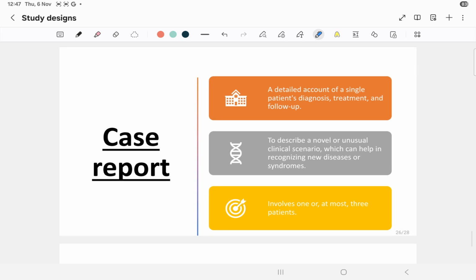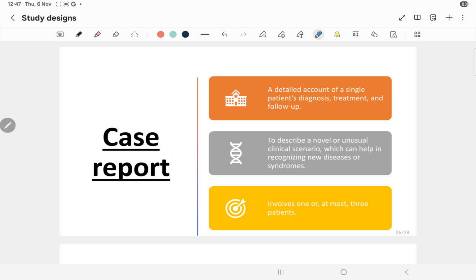Coming to case report. A case report is a detailed account of a single patient's diagnosis, treatment or follow-up, and it describes a novel or unusual clinical scenario which can help in recognizing a new disease or syndrome. So what does that mean? It means that suppose you are sitting in an OPD and you see a patient and you find something that you have never seen before. You want to share this new finding with the world. So what will you do? You will publish a paper, send it to a journal, and the journal will publish it, and the rest of the doctors can read it. So that is a case report.